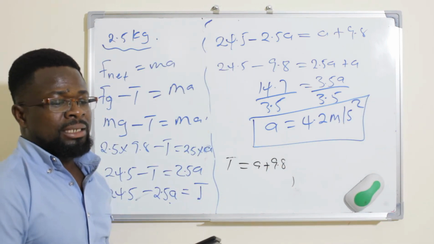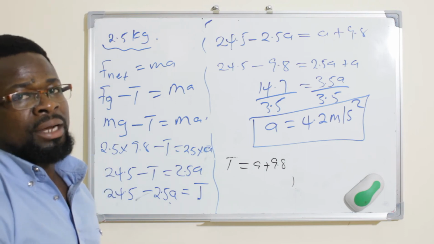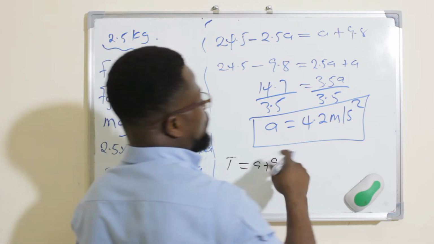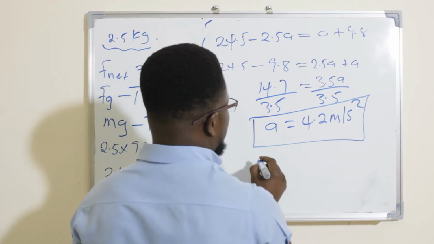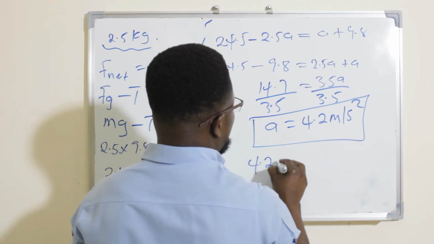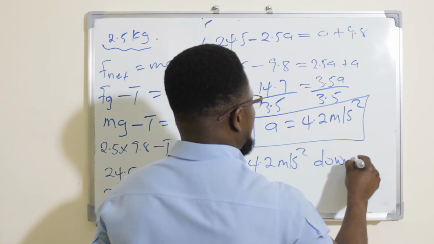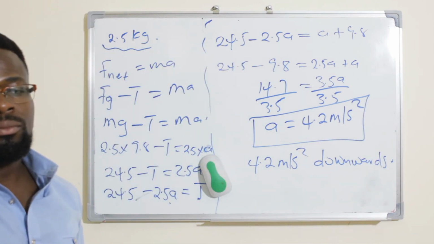So once I've gotten the acceleration, where is the acceleration going? Because acceleration is a vector, I want to know where it is going in this case. It is going downward. So I can conclude to say that it is 4.2 meters per second squared, what? Downwards. Because it is going down.